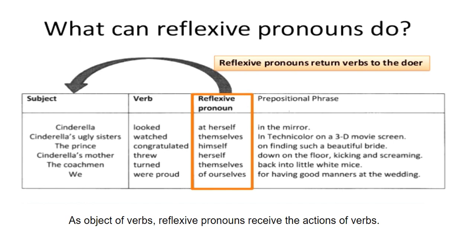Cinderella's ugly sisters watched themselves in Technicolor on a 3D movie screen. The prince congratulated himself on finding such a beautiful bride. Cinderella's mother threw herself down on the floor, kicking and screaming. The coachmen turned themselves back into little white mice. We were proud of ourselves for having good manners at the wedding. As objects of verbs, reflexive pronouns receive the actions of verbs.